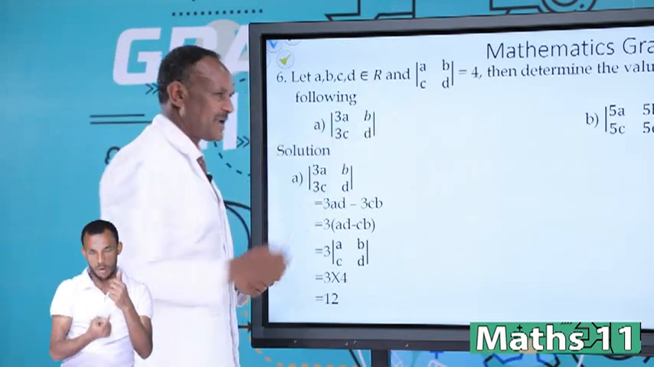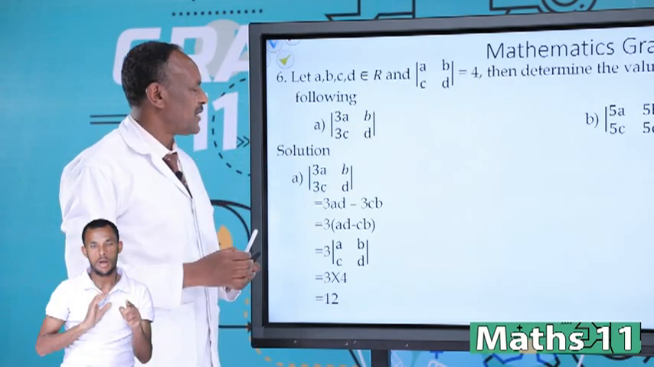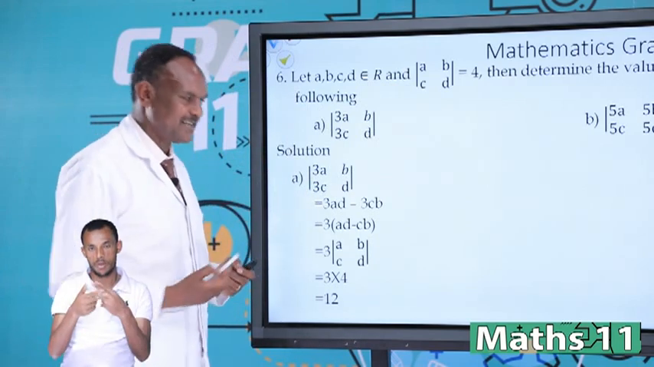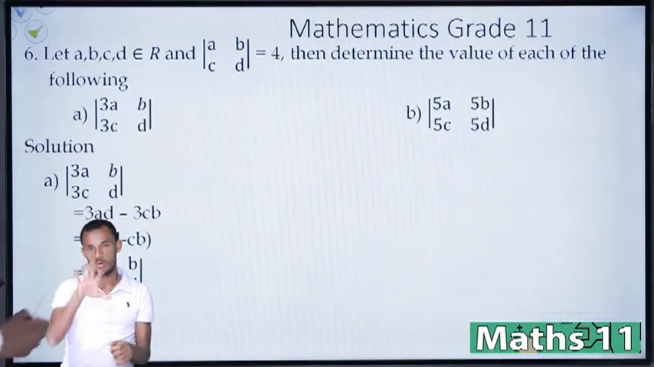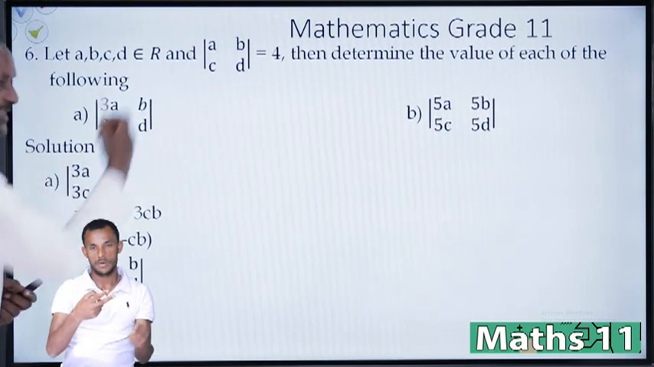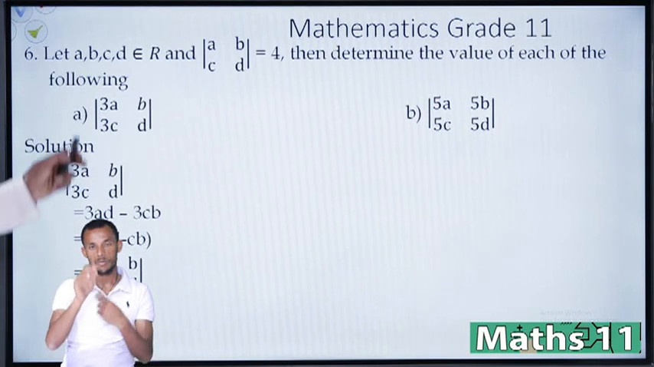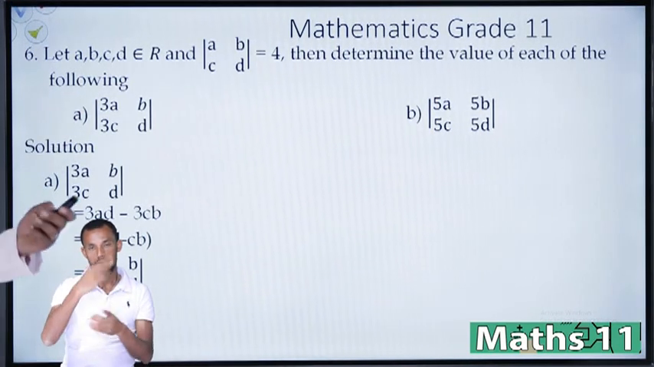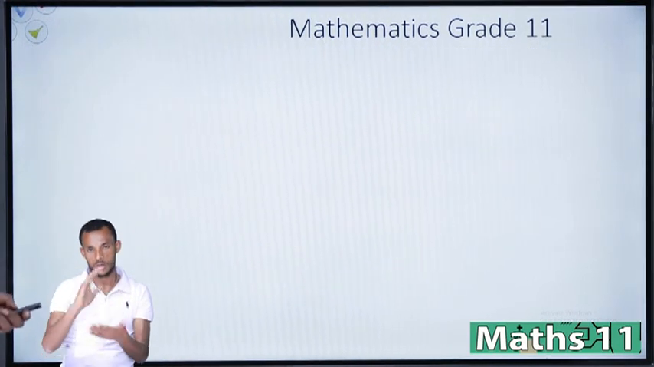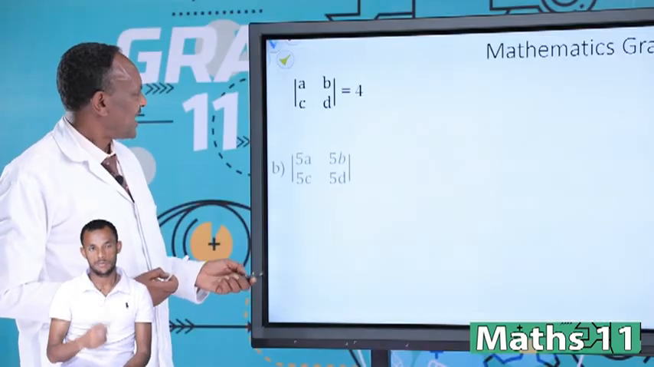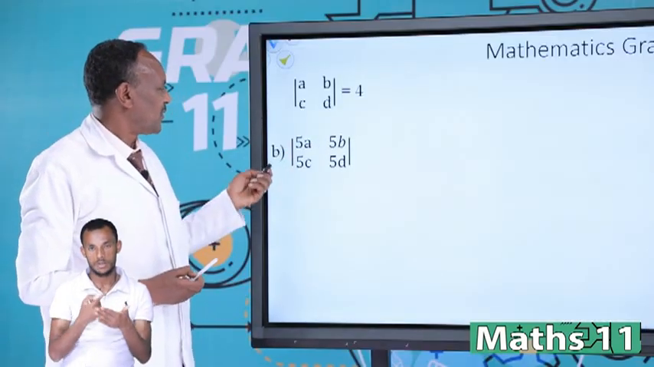When only one column is multiplied by a constant, you will have a result 3 times the determinant of the original one: 3 times 4. So these factors affect or change the result. The same applies for the other one. We are given this determinant to be equal to 4.